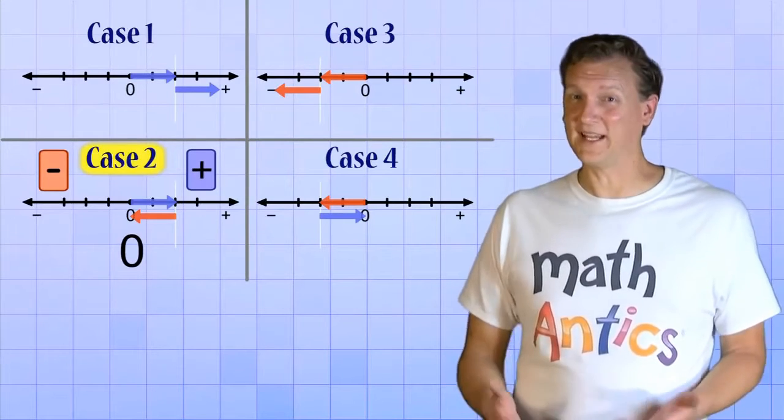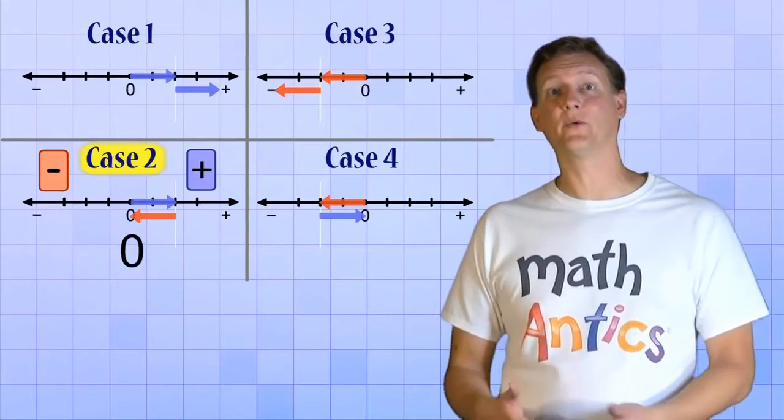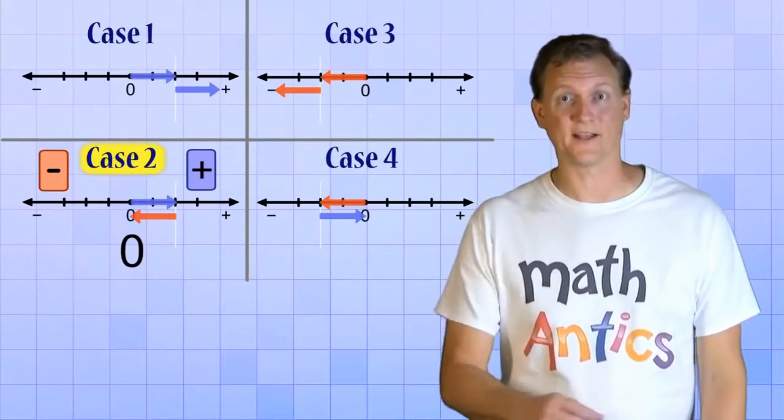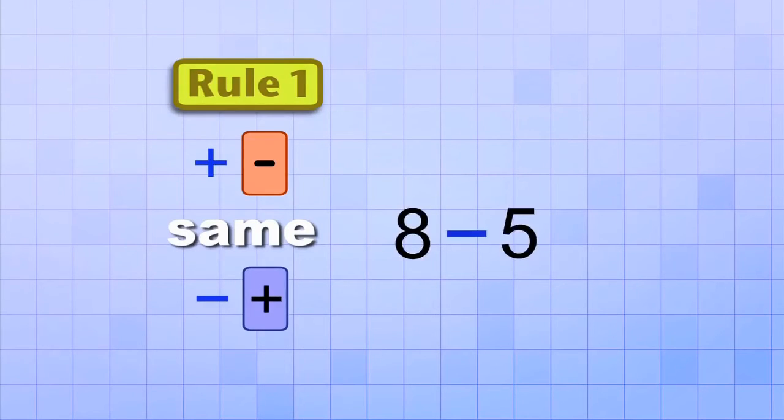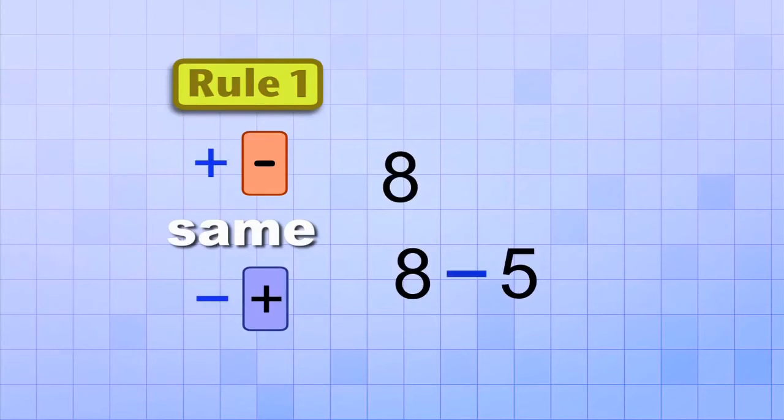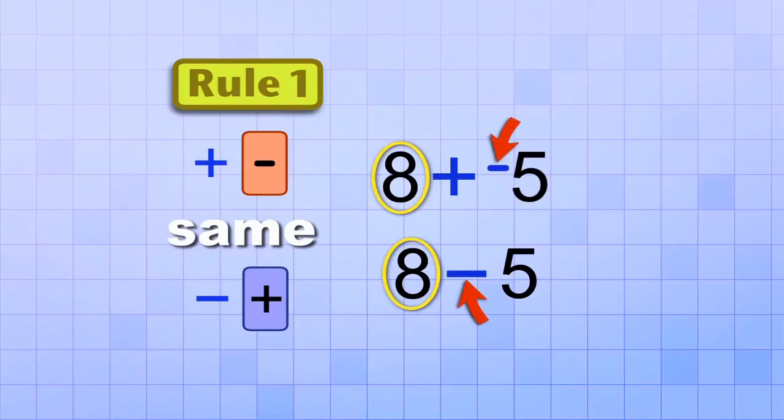And it's even more complicated than that because there's also another way this type of problem can be written thanks to rule number 1. Rule number 1 says that adding a negative is really the same as subtracting a positive. And that means our original subtraction problem, 8 minus 5, could have been written like this instead, 8 plus negative 5. But either way it's written, you're starting with a positive and making it more negative. Now on to case 3.